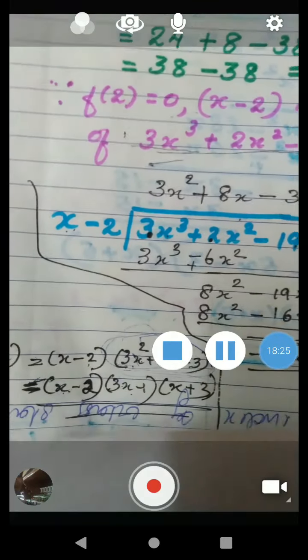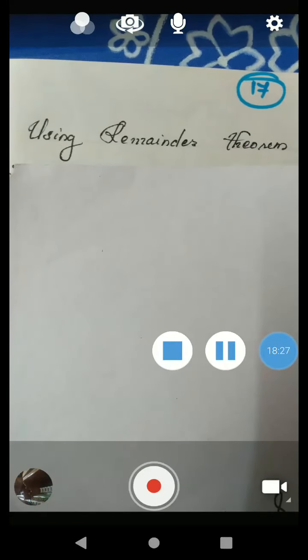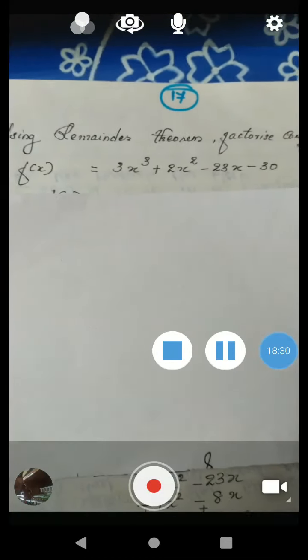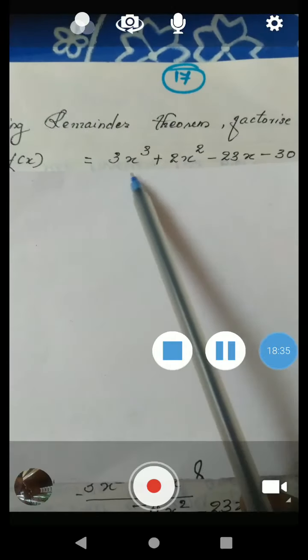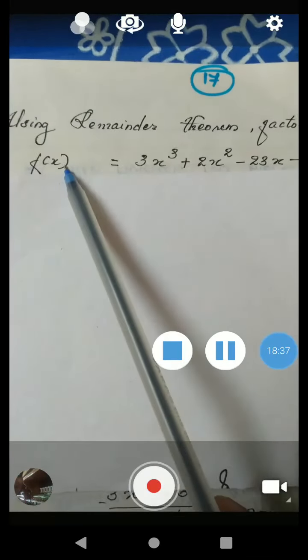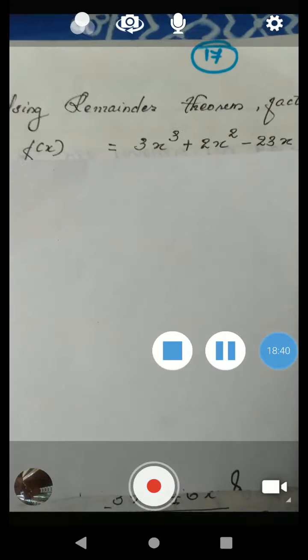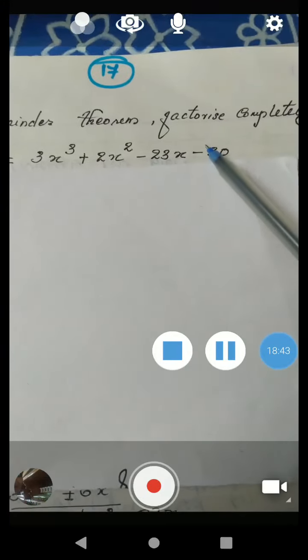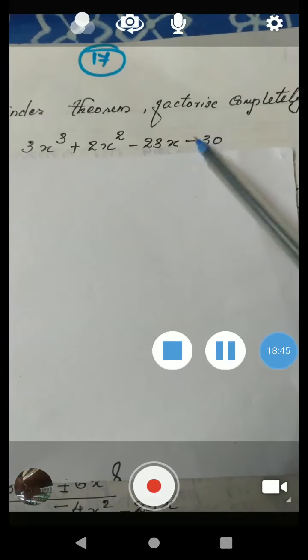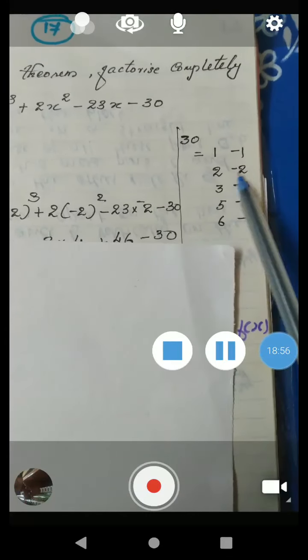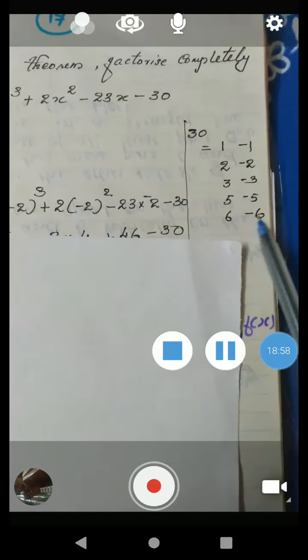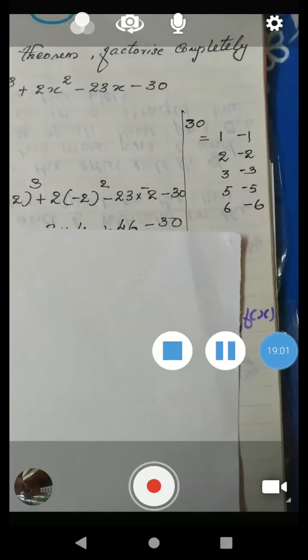Okay. Now, next question. Using remainder theorem, factorize completely. Same type of question. This is the expression given. Let it be fx. Now, using trial and error method, the last constant is minus 30. You can take the factors of 30 here. They are 1, minus 1, 2, minus 2, 3, minus 3, 5, minus 5, 6, minus 6, and one more, 30 and minus 30.